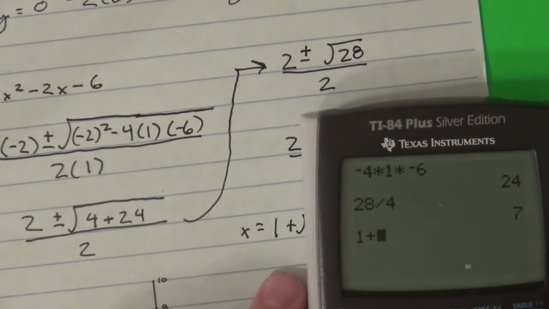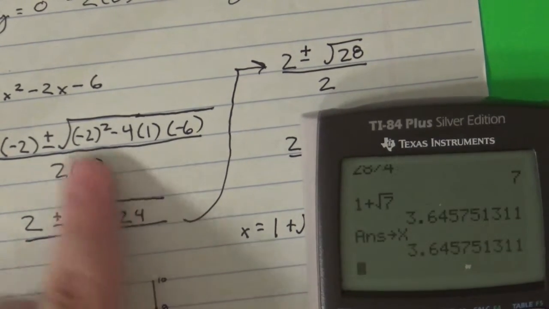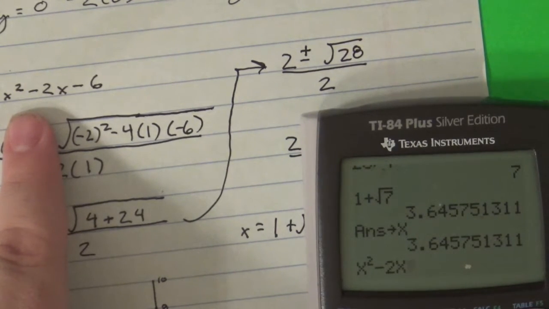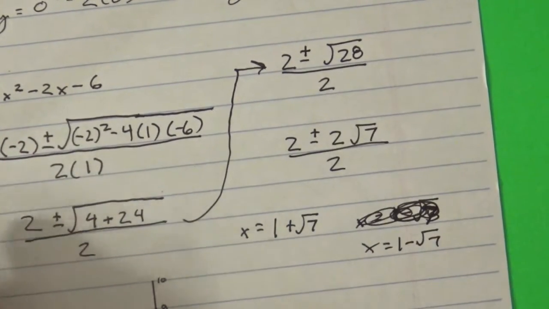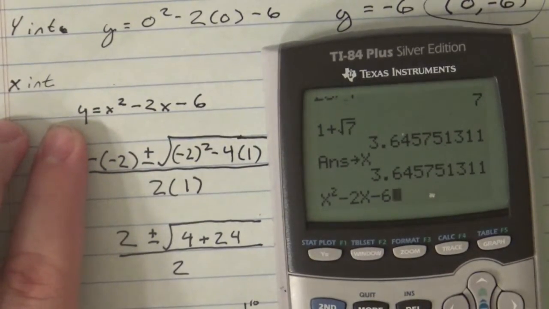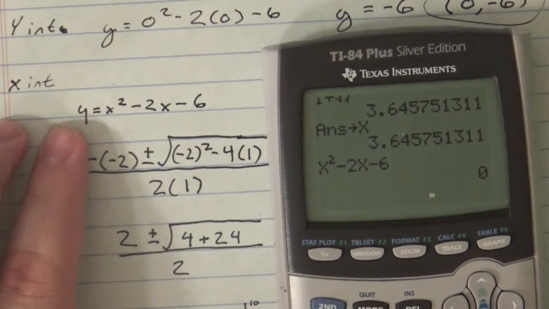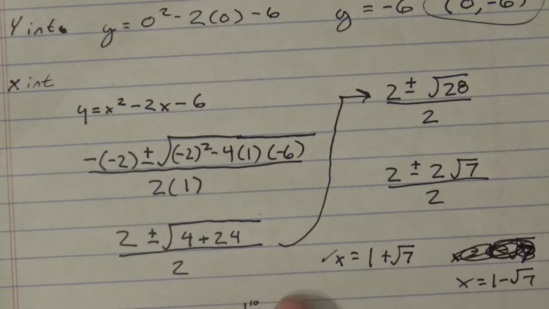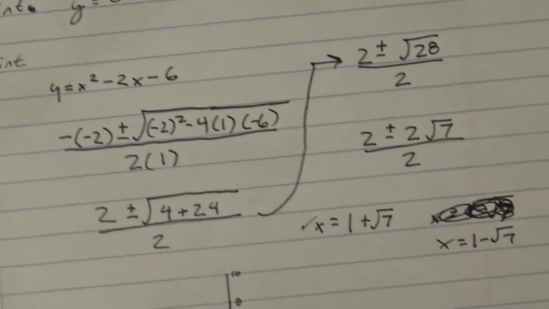We're going to say 1 plus the square root of 7, and we're going to store that number. And now we're going to plug it in. We're going to say x squared minus 2x minus 6. And since we were setting this equation equal to 0 to find our x, this should equal 0. And it does. So that tells us that this works. Now let's try the next one.